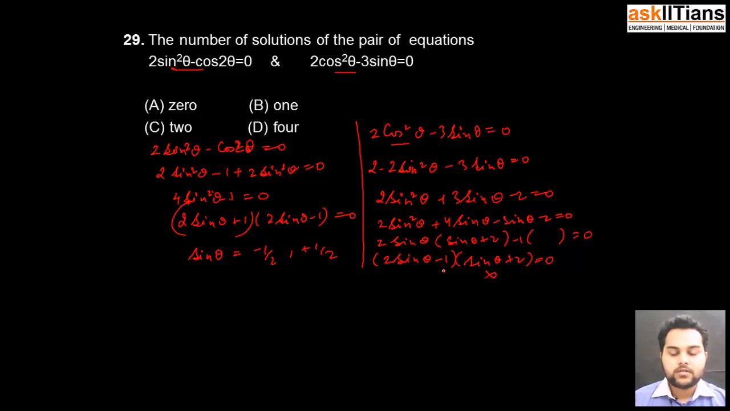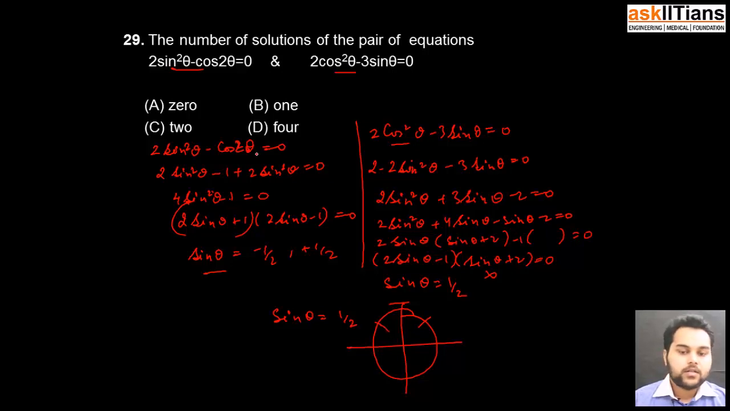That would be garbage, as sinθ cannot be equal to −2 or 2. I'll have the value of sinθ here as 1/2, which would be matching with the first equation, and the common solution that I'll have is sinθ is equal to 1/2, which in the unit circle is possible in the first and second quadrant. So it will have two values, that is option C.